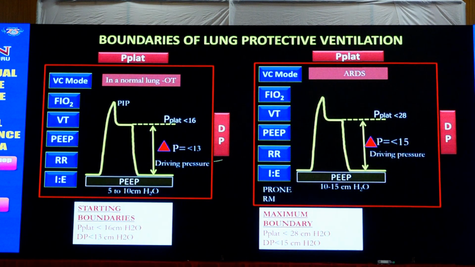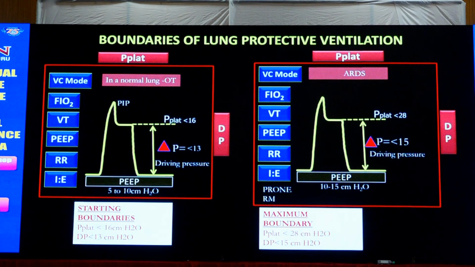Normally these books say that we should maintain the P plat of 16 and the driving pressure. The driving pressure is the difference between the P plat and PEEP. It should be around 13 for a normal lung. So how did we get this P plat? Which button did we press? Inspiratory hold on a volume controlled mode in a passive patient for 2 to 3 seconds. And this is for the ARDS patient. So our boundary starts from 16 to 28, 13 to 15. This is where we have to keep the pressures so that we are in the lung protective zone.